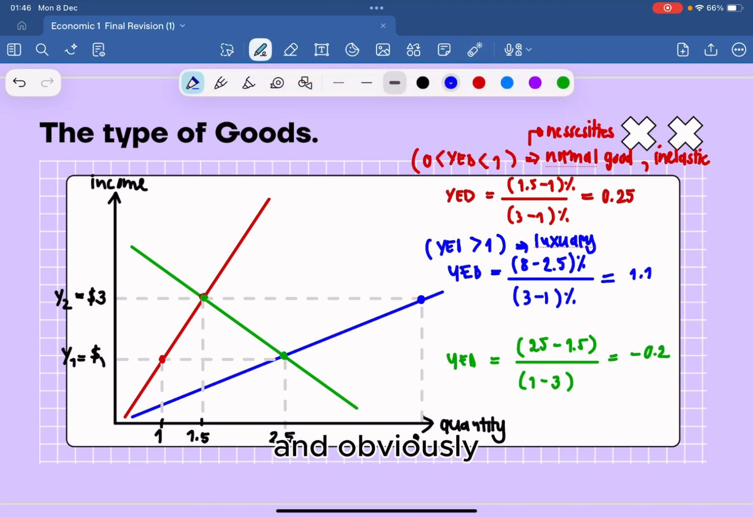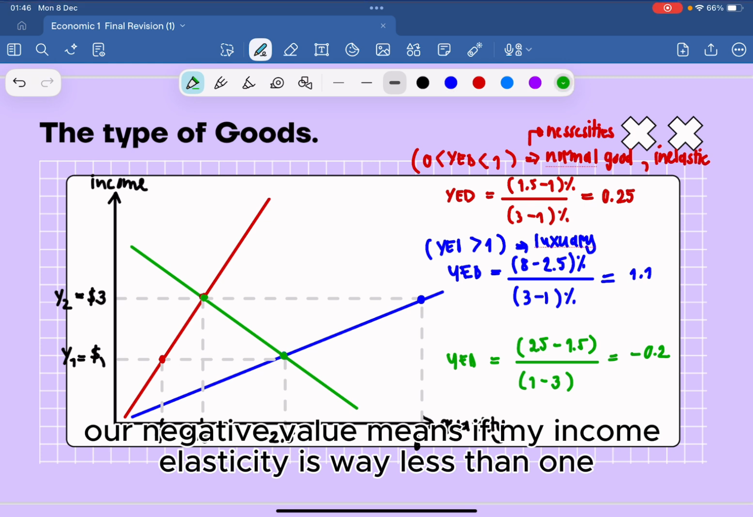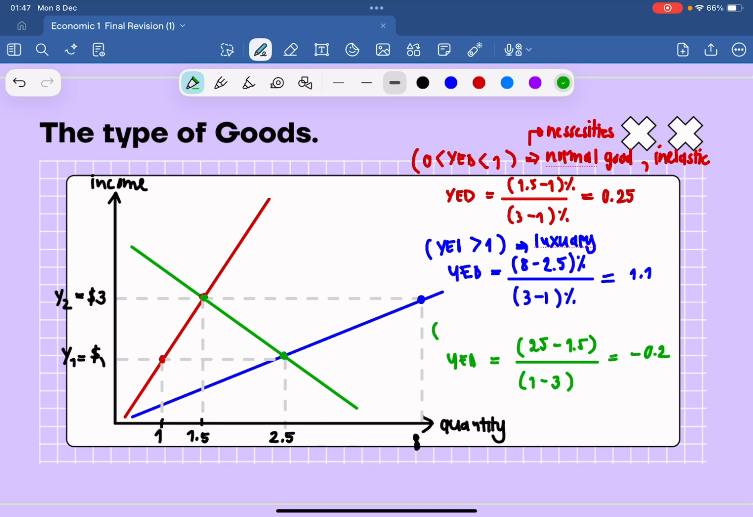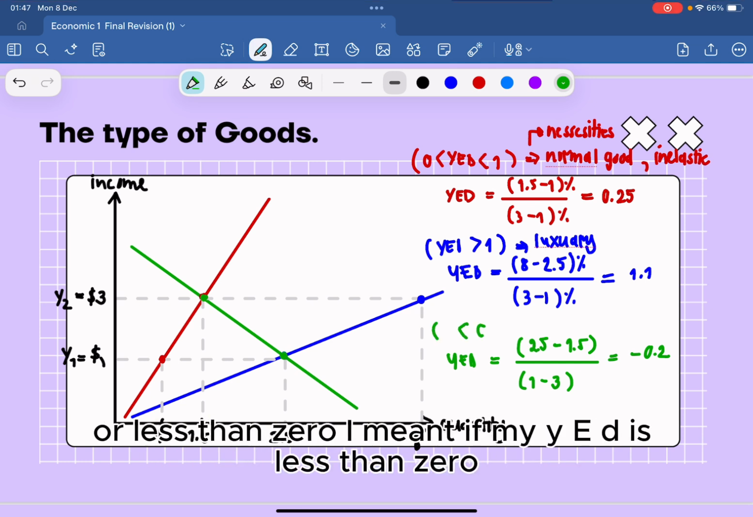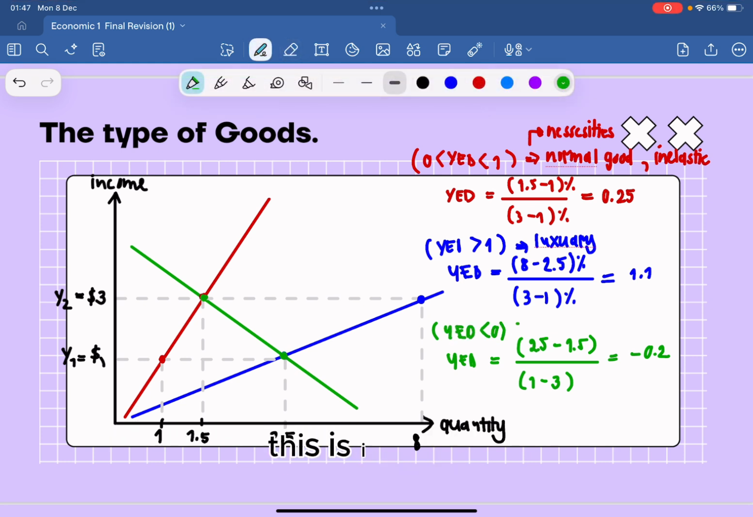And obviously, our negative value means if my income elasticity is less than 0, if my YED is less than 0, this is inferior goods. Okay?